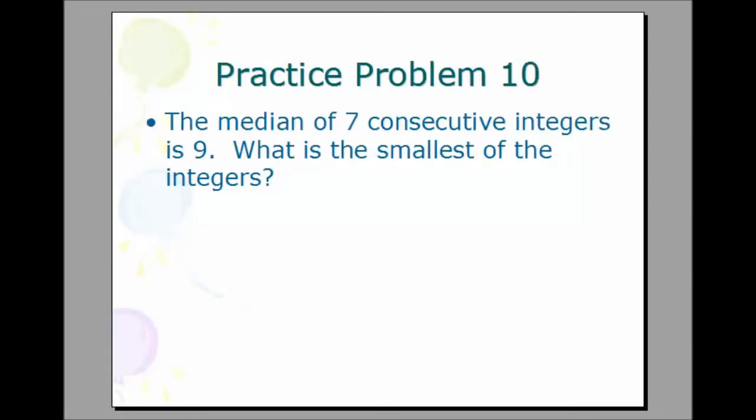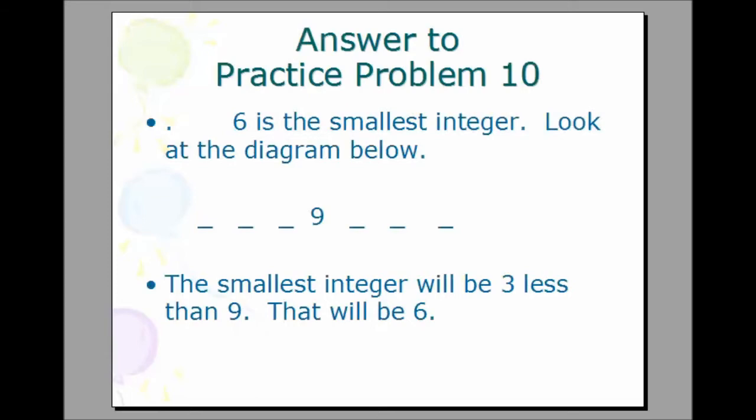Practice problem 10. The median of 7 consecutive integers is 9. What is the smallest of the integers? The answer to practice problem 10 is 6. 6 is the smallest integer.